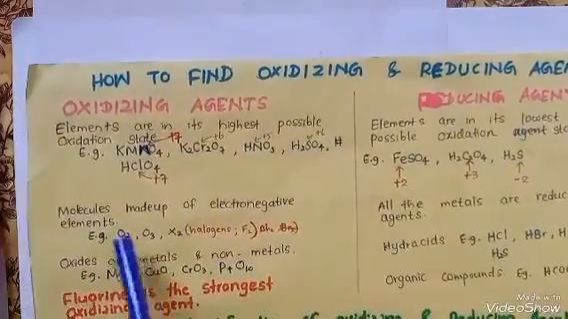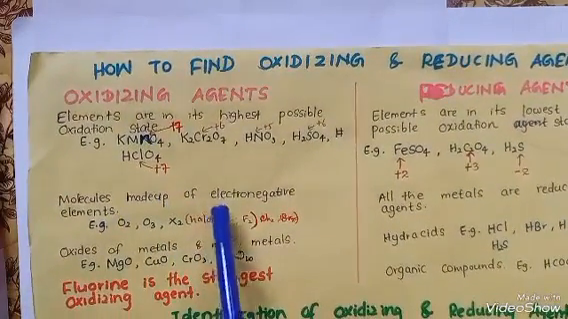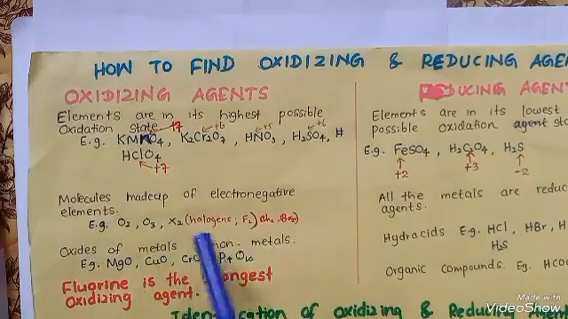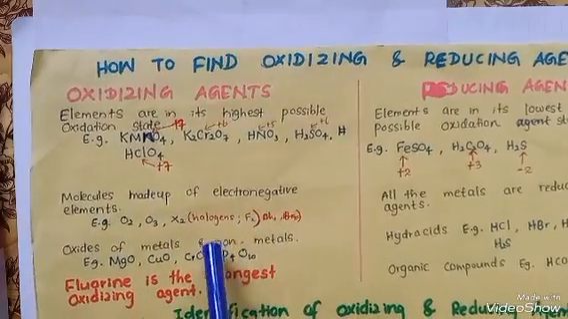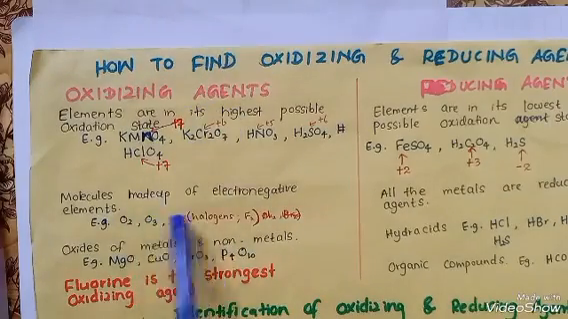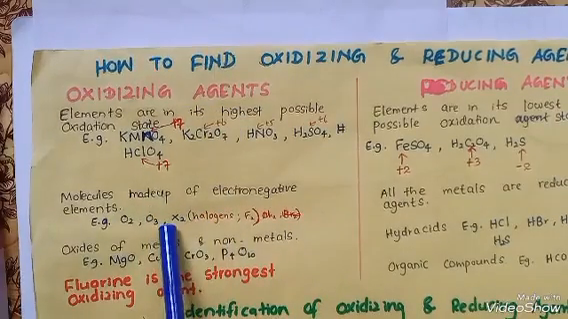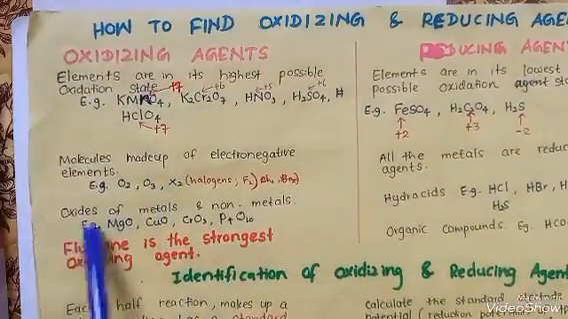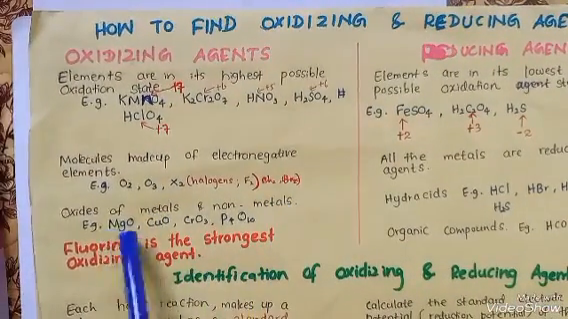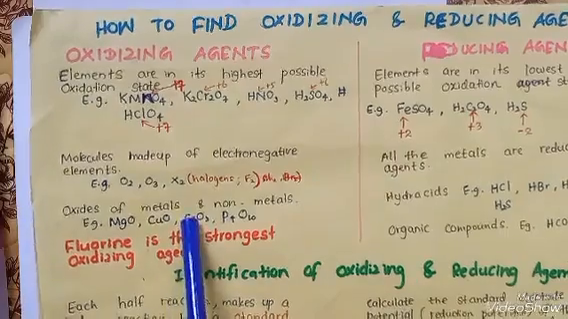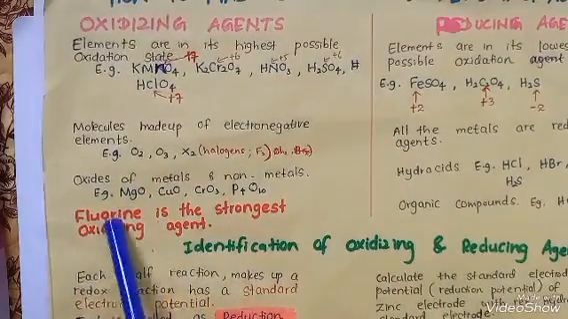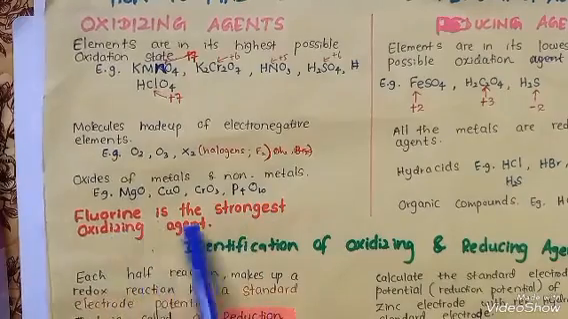And also molecules made up of electronegative elements like oxygen, ozone, and fluorine are always oxidizing agents, and they are going to reduce in reactions. And oxides of metals and nonmetals like magnesium oxide and copper oxide are also oxidizing agents. And fluorine is the strongest oxidizing agent.